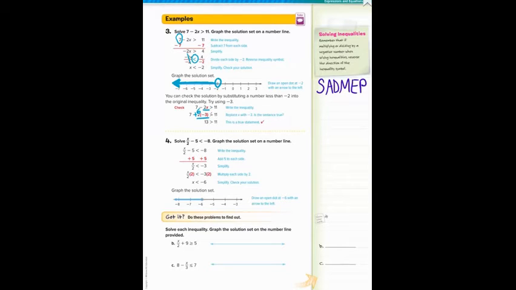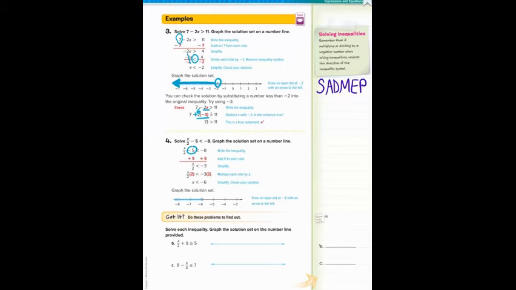Let's look at number 4 next. Solve x over 2 minus 5 is less than -8. Graph the solution set on a number line. Once again, we're going to use SADMAP to solve. S stands for subtraction. We do have subtraction, so let's circle the subtraction. Circle -5.